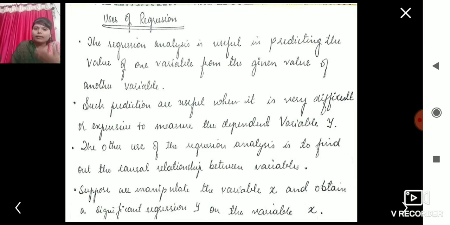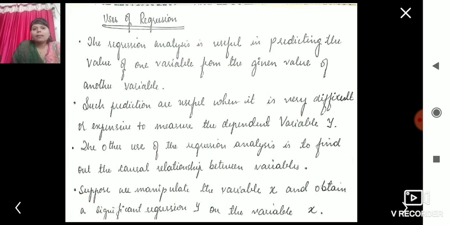Okay, so when you know the cause, and if at all you have experienced the effect, then you would already know what might be the effect, isn't it? The effects can be predicted and analyzed. Such predictions are useful when it is very difficult or expensive to measure the dependent variable y.